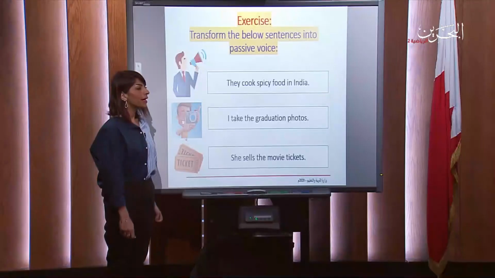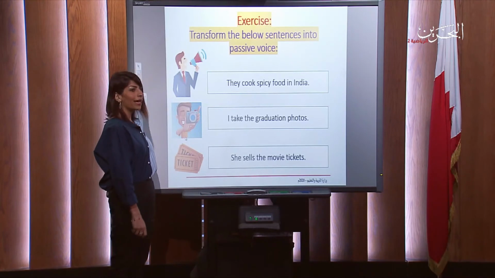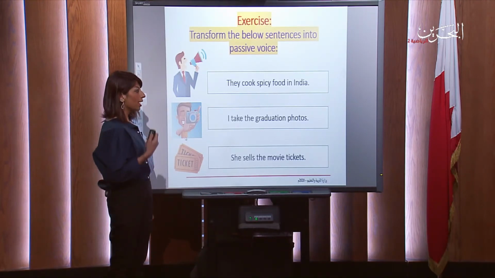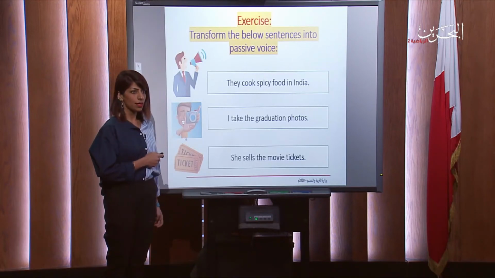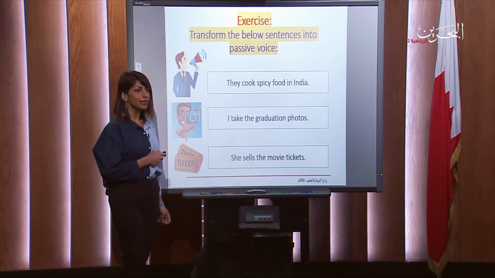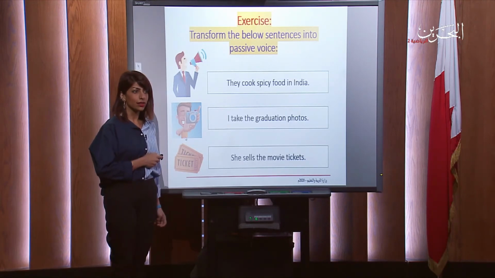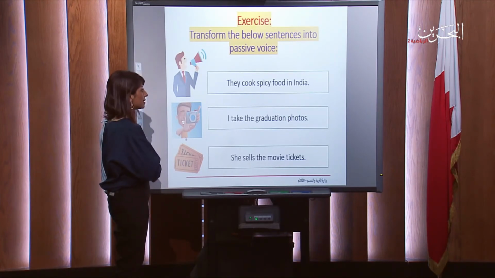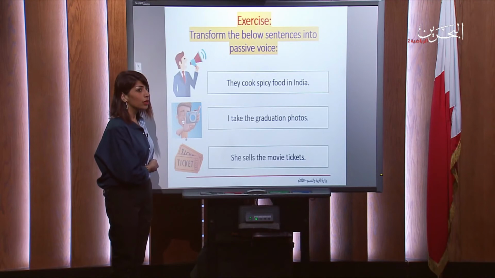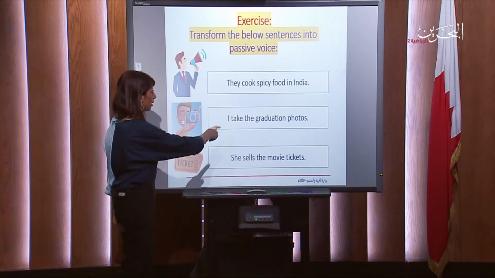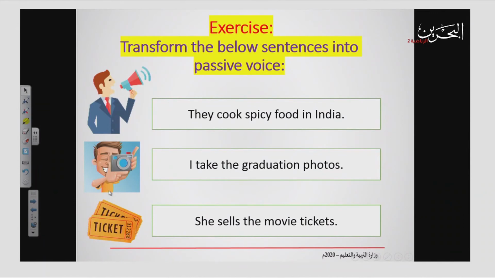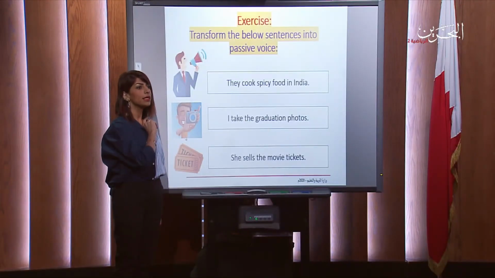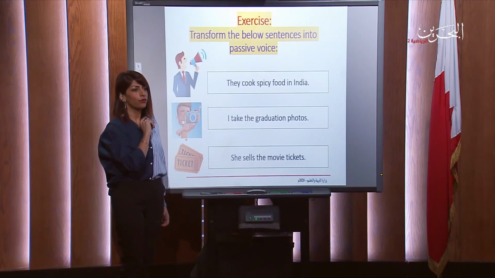Now we will check the answers together. Let's move to the first sentence. They cook spicy food in India. What do I have to do? As I have previously mentioned, I have to bring the object to the beginning. So, the object here is spicy food, which means it is singular. We didn't say foods, we just said food, which is singular. So, spicy food is cooked. What did I do? I brought the object to the beginning, I added is because it's singular, and cook, I made it cooked, the third form of the verb.